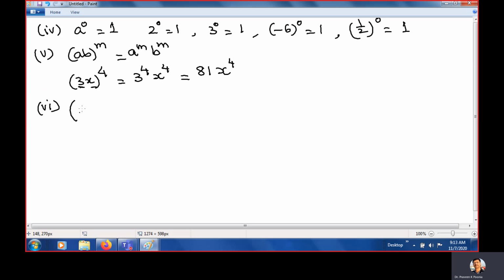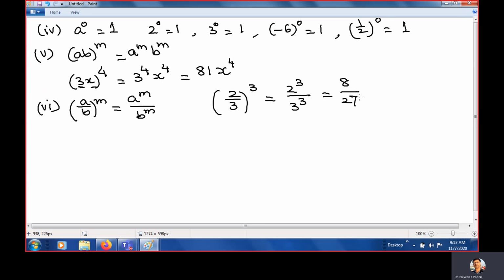Property number 6, a upon b to the power m. So it is a power m upon b power m. For example, if I am writing 2 upon 3 power 3, what is the answer? 2 power 3 upon 3 power 3. 2 power 3 is 8, 3 power 3 is 27. So 2 divided by 3, and the exponent is 3 here. So 2 exponent 3, 3 exponent 3. 2 power 3 means 8, and 3 power 3 means 27.